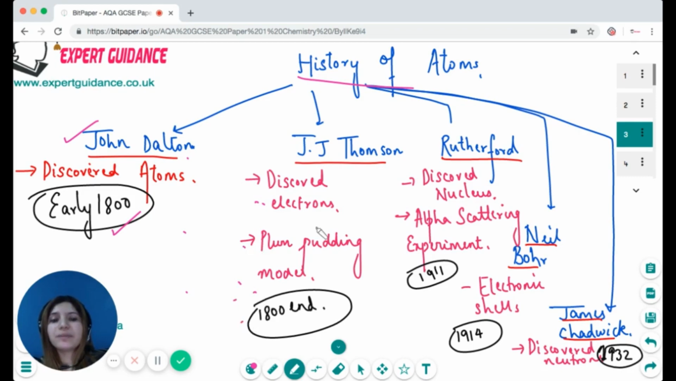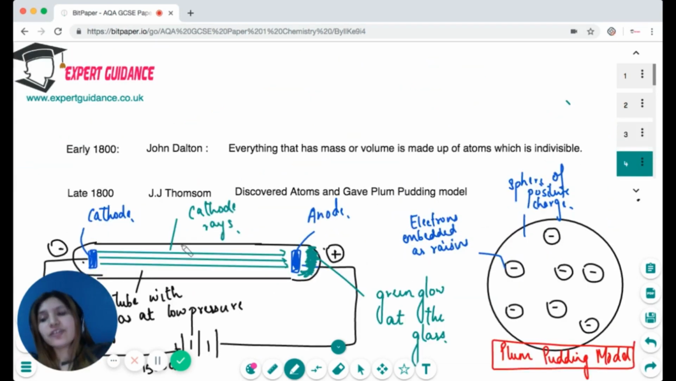atomic structure. Then after J.J. Thomson came Rutherford. He discovered the nucleus by the alpha scattering experiment, and then came Niels Bohr, who gave the idea of electronic shells in 1940, and then finally came James Chadwick, who discovered the neutrons in 1932. So we got the first idea about the atoms in early 1800 by John Dalton, and after 1932, we came up with the final structure of the atom. So let's look at these contributions one by one.